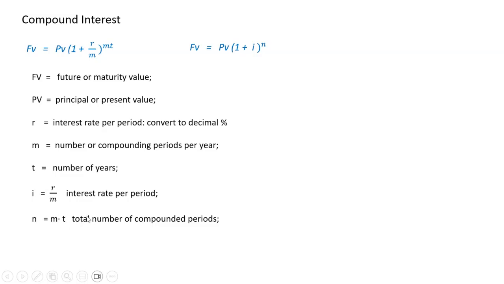Guys, this is the total number of payments. The N is, okay, same thing. Now, here are the keywords for the M, for the compounding periods.